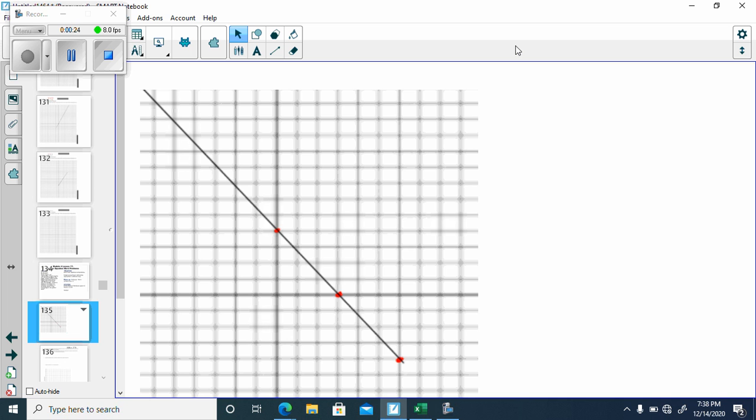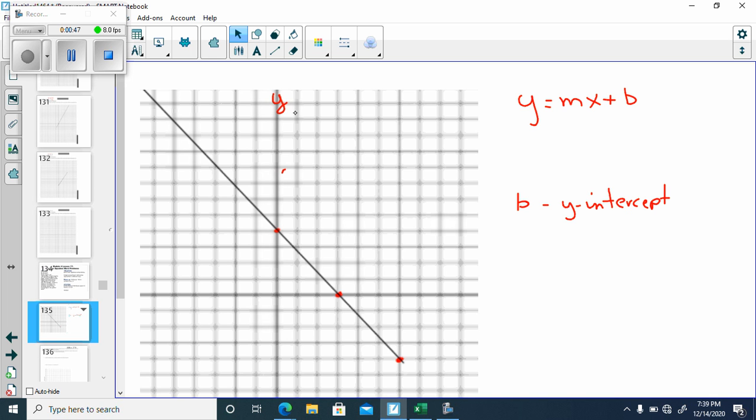Linear equation is y is equal to mx plus b, as you recall. It's written this way: y is equal to mx plus b. Now let's remember, our b is our y-intercept. Y-intercept means it's where the line crosses the y-axis.